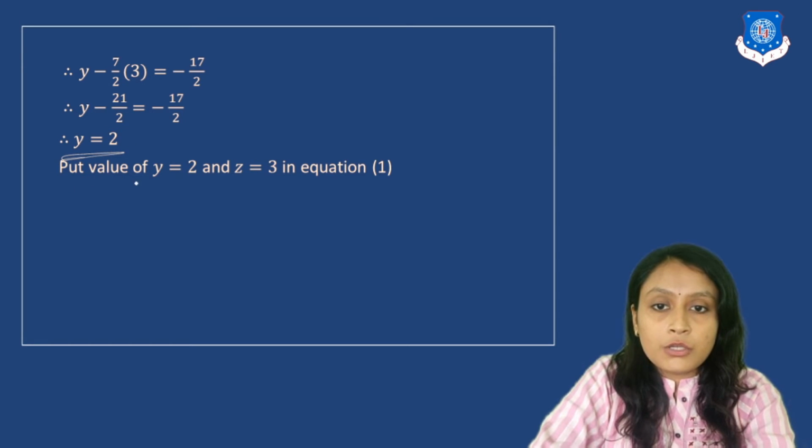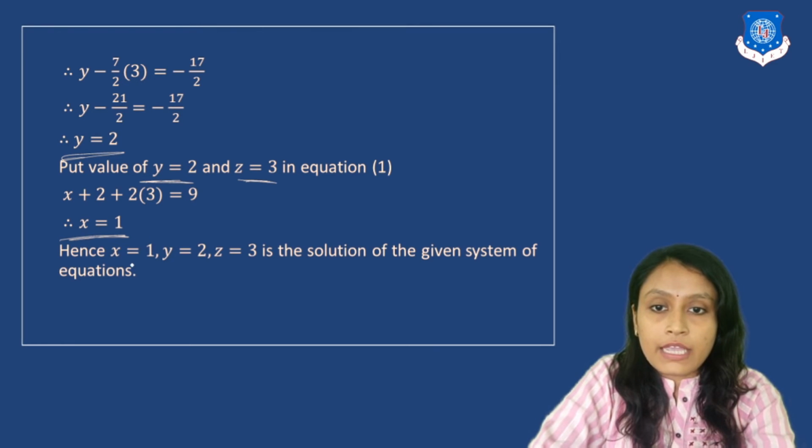Next, we will substitute y is equal to 2 and z is equal to 3 in equation number 1. You will get x plus 2 into 3 is equal to 9. Simplify, so you will get the answer of x as 1. So in all we had x is equal to 1, y is equal to 2 and z is equal to 3. This is the solution of the given system. You can see we have only one answer for x, y and z, so this solution is known as a unique solution.